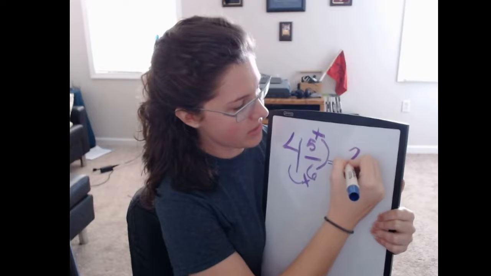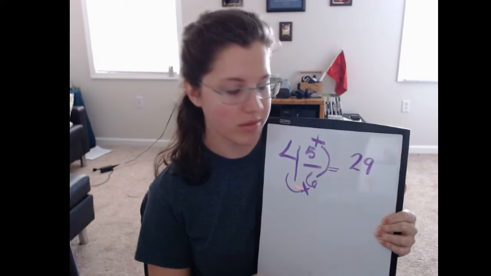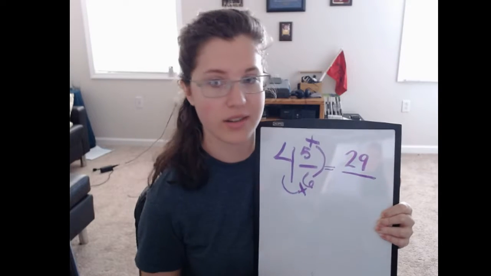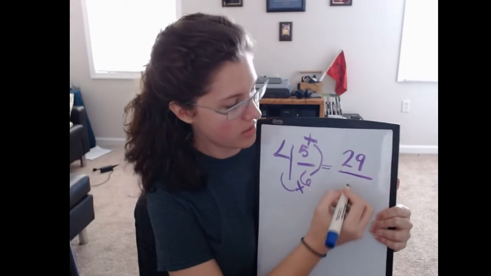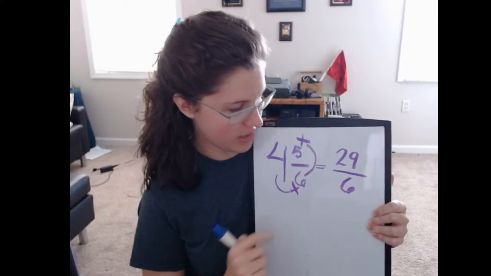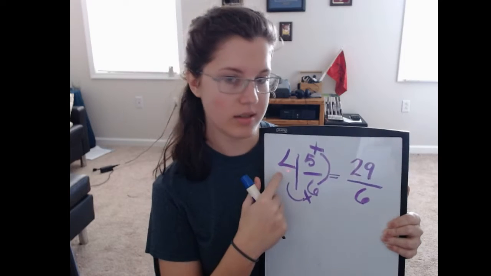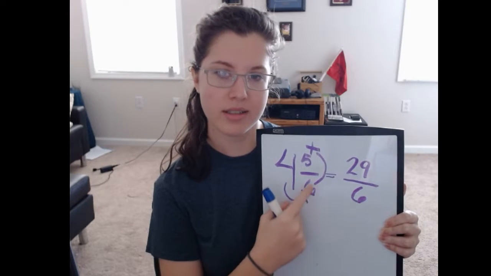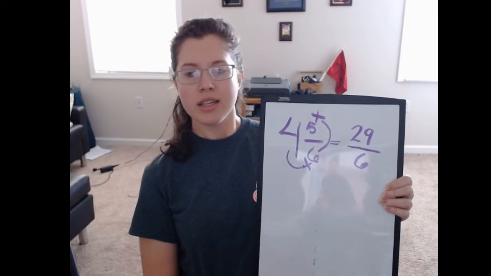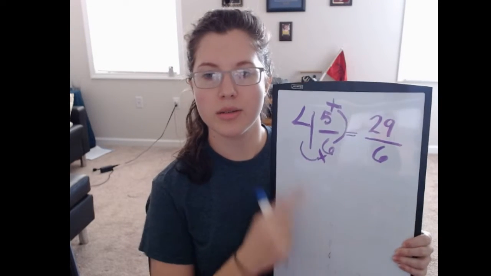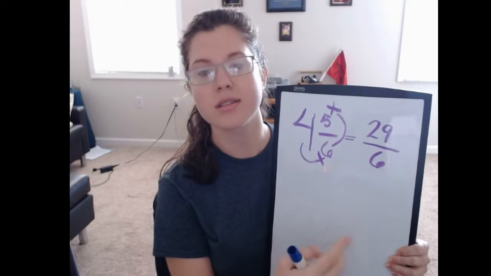So that number that you just found, 29, is your new numerator. And just like with fractions, or typically how it is with fractions, your denominator stays the same the whole time. So your denominator would still be 6. So there's your improper fraction. Easy peasy. Whole number times denominator plus your numerator. Ta-da!